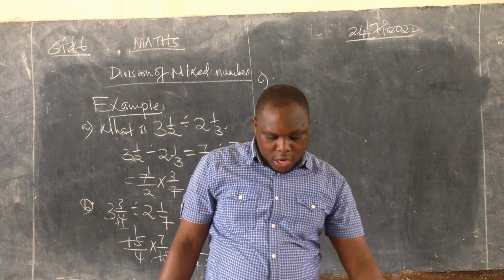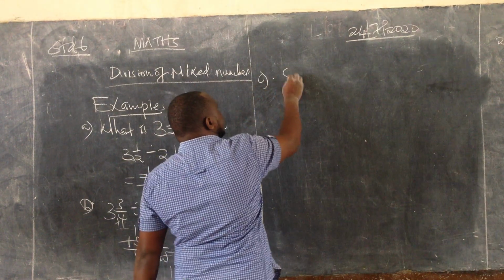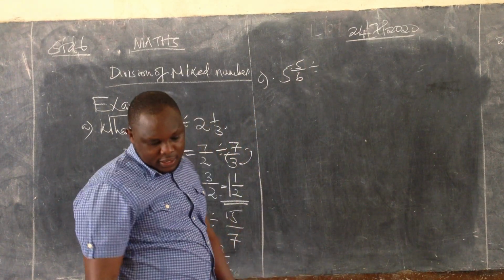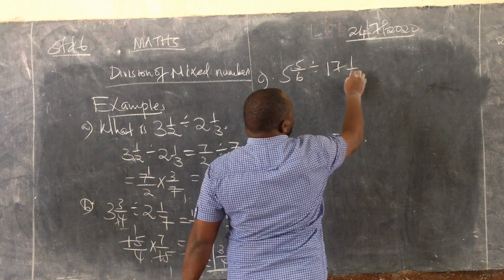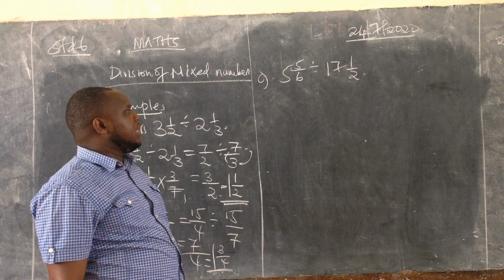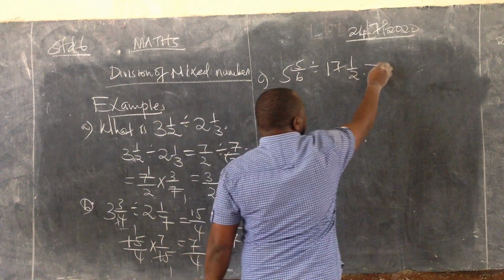whereby you are told 5 over 6 divided by 17 and a half. 17 and a half. So 5 over 6 divided by 17 and a half. So this is going to be, change it.